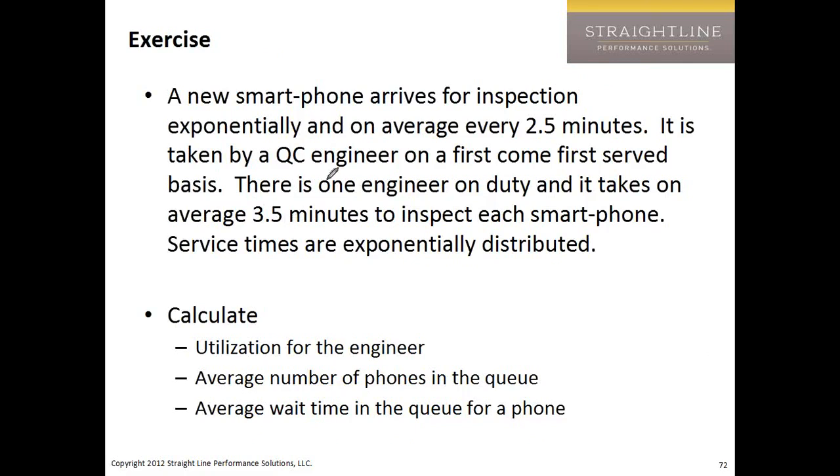So just to give you an idea, in an exercise, we have a new smartphone arriving for inspection exponentially and on average every 2.5 minutes. It's taken by a QC engineer on a first-come, first-served basis. There's 1 engineer on duty, and it takes an average of 3.5 minutes to inspect each smartphone. Service times are exponentially distributed. We have an M/M/1, and the size of the queue is infinite, and it's first in, first out. It's a FIFO queue. Okay?